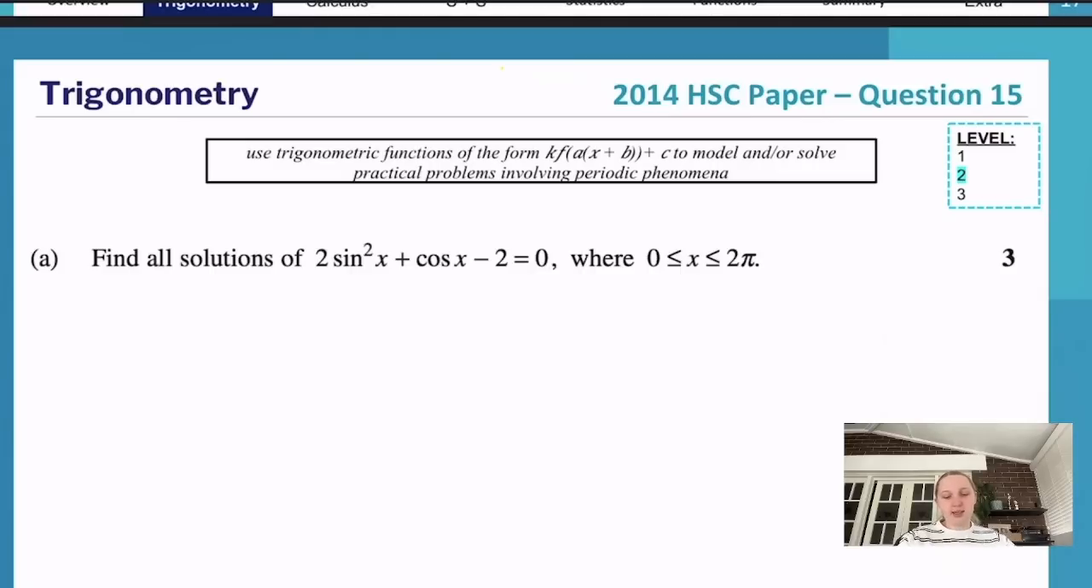And we're looking at the syllabus point: use trigonometric functions of the form k times f of (ax plus b) plus c to model and/or solve practical problems involving periodic phenomena. This question is: find all solutions of 2 sine squared x plus cos x minus 2 equals 0, in the domain 0 ≤ x ≤ 2 pi. I'm going to give you all 20 seconds to think about this.